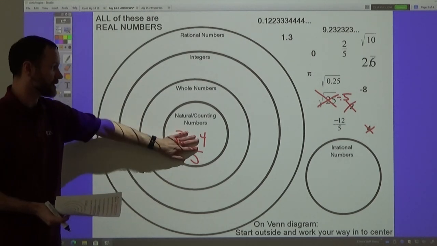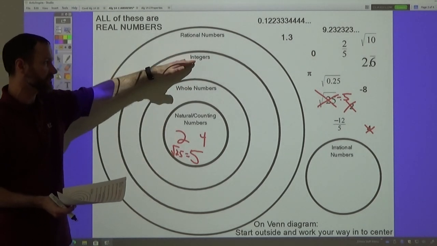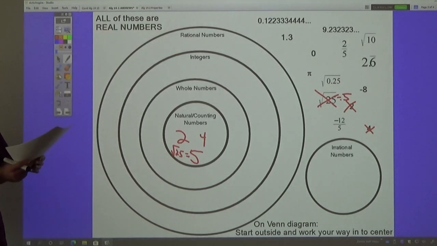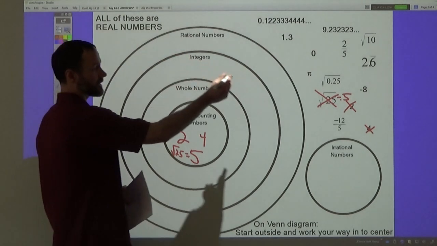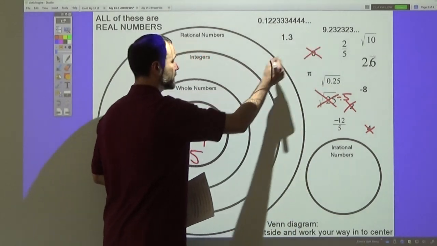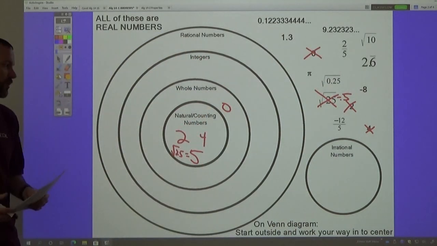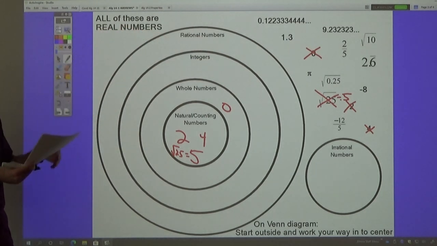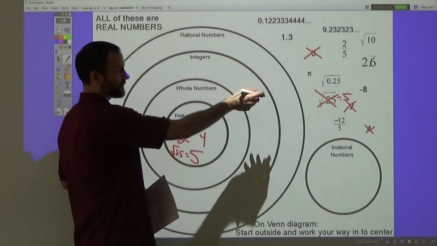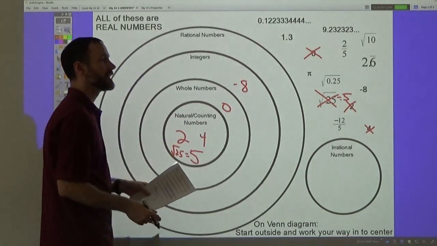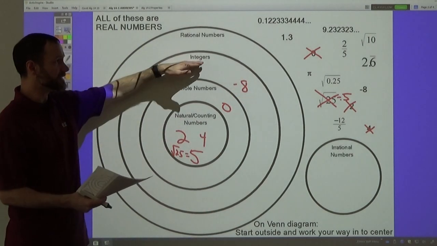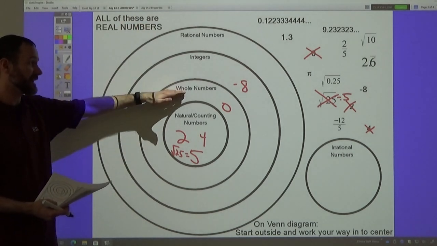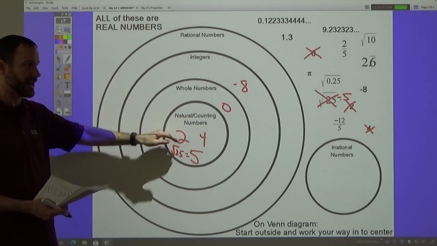All of these natural numbers are also whole numbers, they're also integers, they're also rational, they're also real. Then we have the set of whole numbers. The set of whole numbers is going to include 0. 0 is a whole number, it's also an integer, it's also rational, it's also real. An integer out of here would be negative 8. Negative 8 is an integer, it's also rational, it's also real. Negative 8 is not a whole number and is not a natural number.